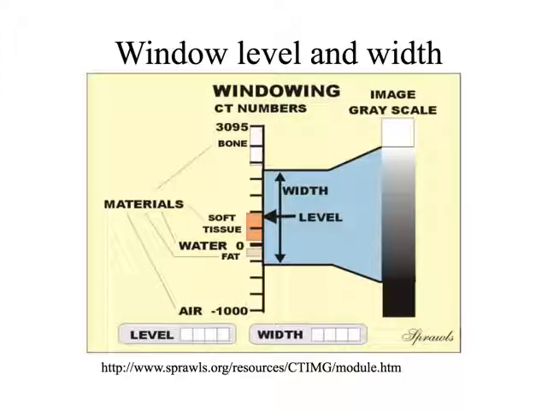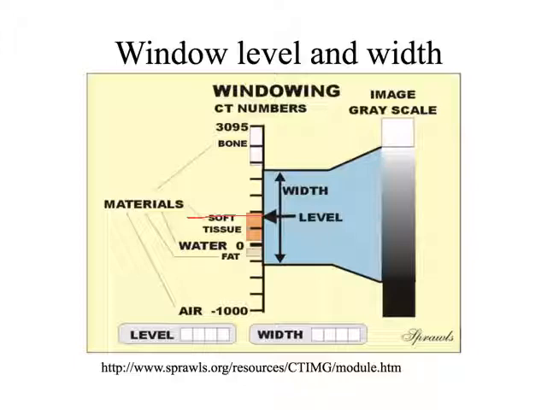Here's a graphic representation of that. We know what the attenuation level is for various kinds of tissue. So we tell the computer, I want the window level to be right here, about at the level of soft tissue, so above that of water.